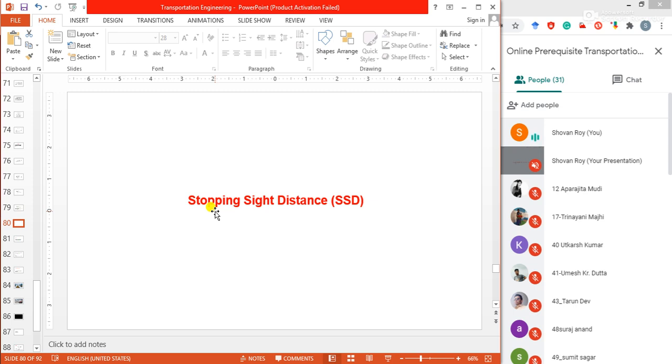The absolute minimum sight distance is therefore equal to the stopping sight distance. So another name of the stopping sight distance is absolute minimum sight distance, which is also sometimes called the non-passing sight distance. But the popular name is stopping sight distance, SSD.